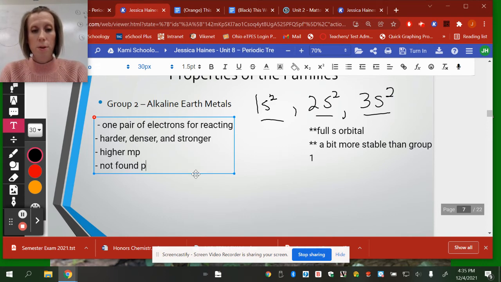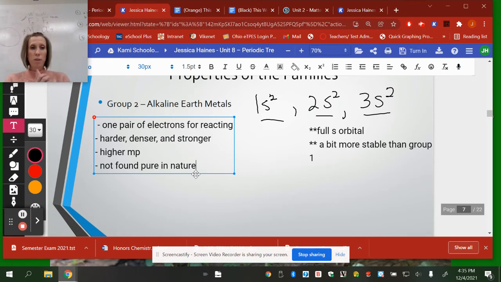Not found pure in nature. These also can be reactive with things in the air and reactive with other stuff that floats by. So you're not just going to find magnesium or calcium hanging around out in nature, because fire and heat and oxygen and water all cause things to happen to these.